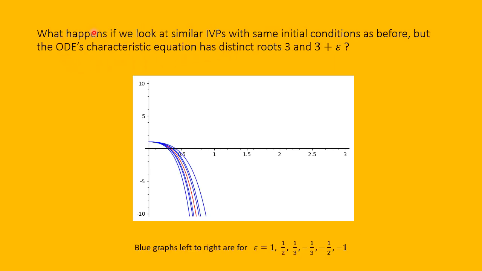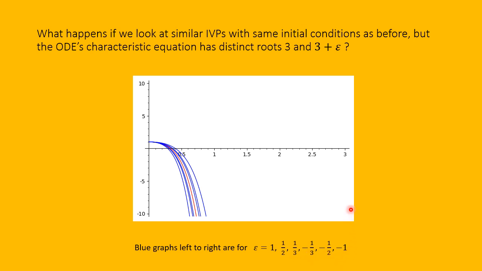Let's ask what happens if we look at similar initial value problems with the same initial conditions as before, but let's change the ordinary differential equation just slightly so that the characteristic equation of that ordinary differential equation has distinct roots, 3 and 3 plus epsilon. What we'll do is solve the initial value problem several times for epsilon equal to 1, 1/2, 1/3, minus 1/3, minus 1/2, and minus 1.